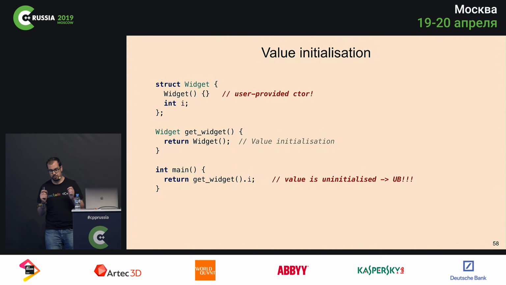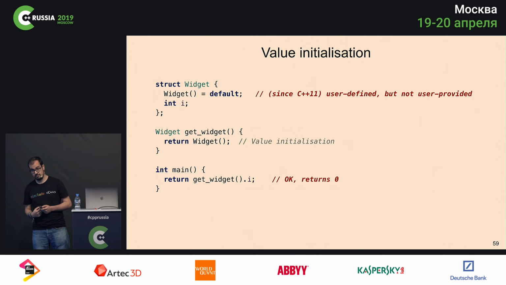Right. So what does user-provided actually mean? It doesn't mean user-defined. User-provided means you actually provide the body of the constructor, like the curly braces, with potentially something inside. If you replace curly curly with equals default, you might think it's exactly the same thing, except modern way of writing it. Turns out that actually changes the meaning of your program. If you have equals default, that's a user-defined constructor, but it's not a user-provided constructor, because you did not provide the body of the constructor. Right? And then you get zero initialization again. So that's user-defined, but not user-provided, because you did not provide the body.